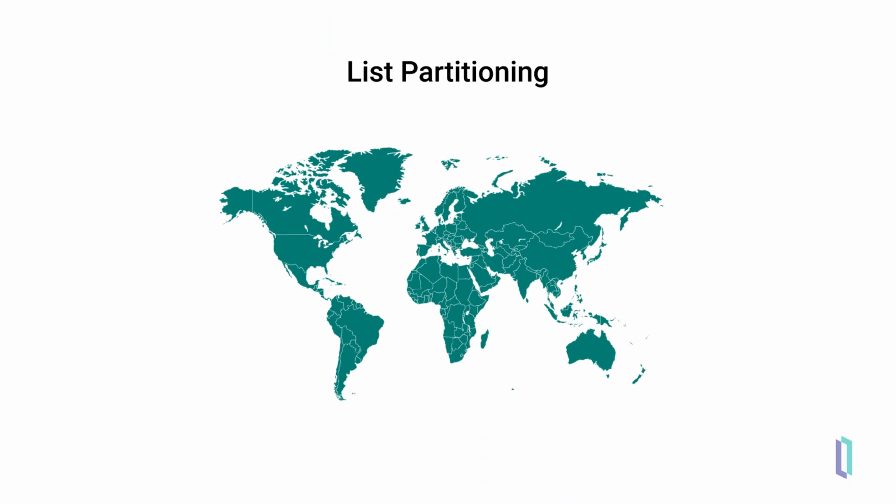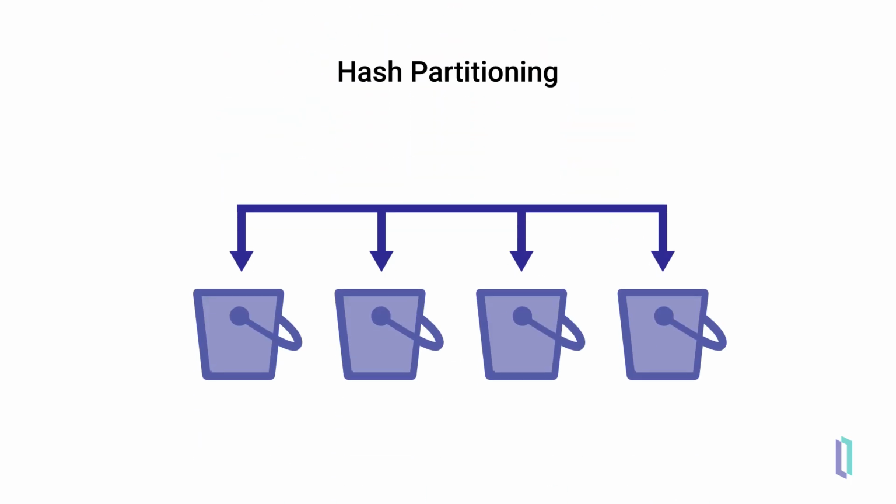List partitioning creates one partition for each distinct value, such as region. This works well when the number of distinct values is relatively small and meaningful. Hash partitioning distributes rows evenly across a fixed number of partitions using a hash of the key value. This is useful when you have many distinct values and want a balanced data distribution.